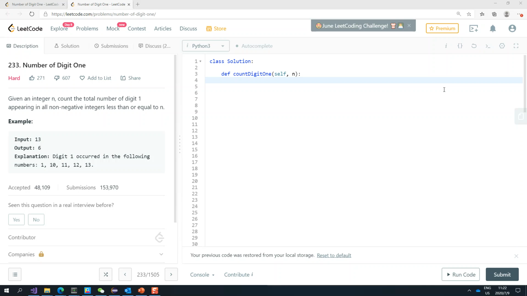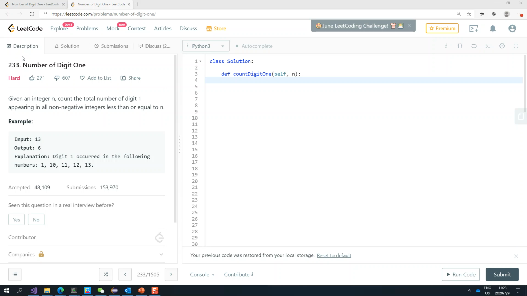Hello. So today we will talk about LeetCode number 233, the number of digit 1. Actually, this is a hard problem, and it took me about 4 hours to finally figure out the algorithm and the equations behind it to solve this question.